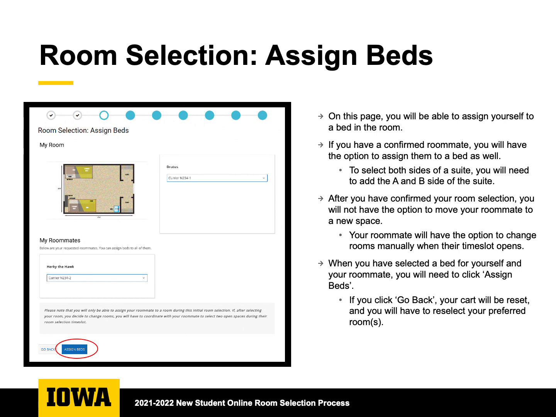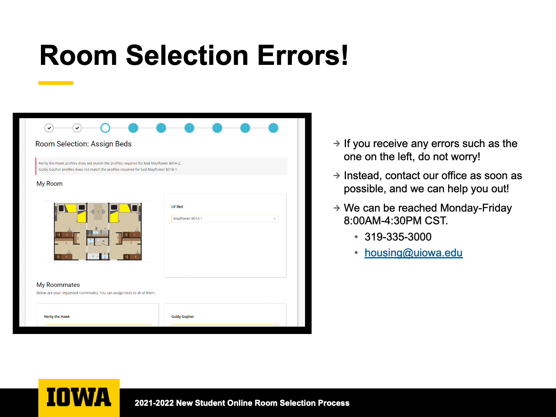If you receive any errors during the online room selection process, please do not worry. Our staff is here to help and would be happy to assist you. You can contact our office via phone or email from 8 a.m. to 4:30 p.m. Monday through Friday.